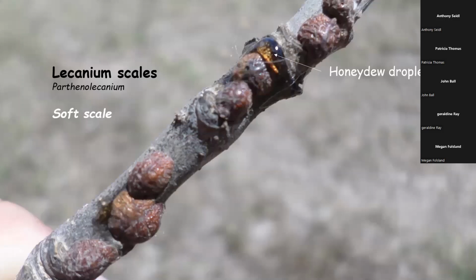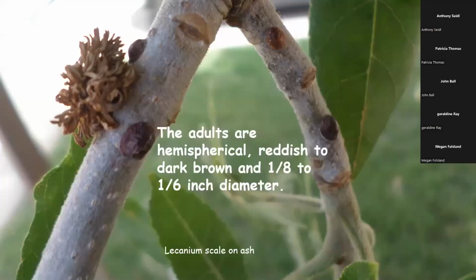Leucanium scales are another one. There are actually a lot of different leucanium scales that are out there. The European fruit leucanium scale is probably one of the most common, and that's what I have pictured here. Take a look at that droplet of honeydew. The branch was almost sticky from this one, and this was on an ash tree.